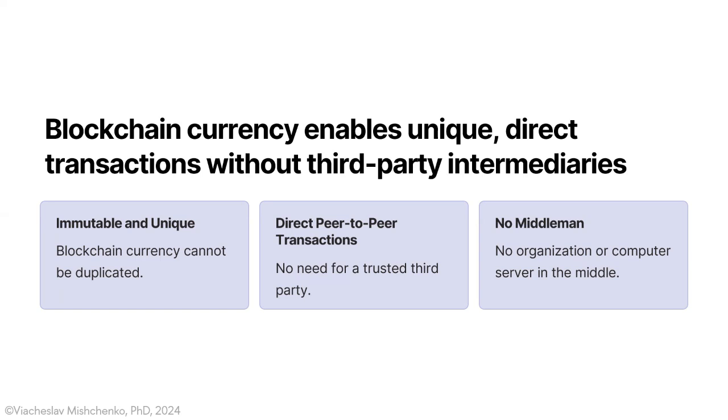Let me share with you what I consider one of the most revolutionary aspects of blockchain currency: its ability to eliminate intermediaries from financial transactions. From my years in traditional banking, I can tell you just how transformative this is. The key characteristic that is the most interesting for me about blockchain currency is its so-called immutability.